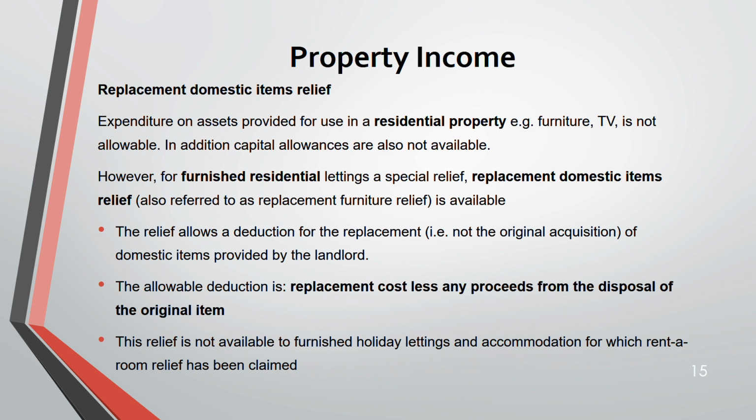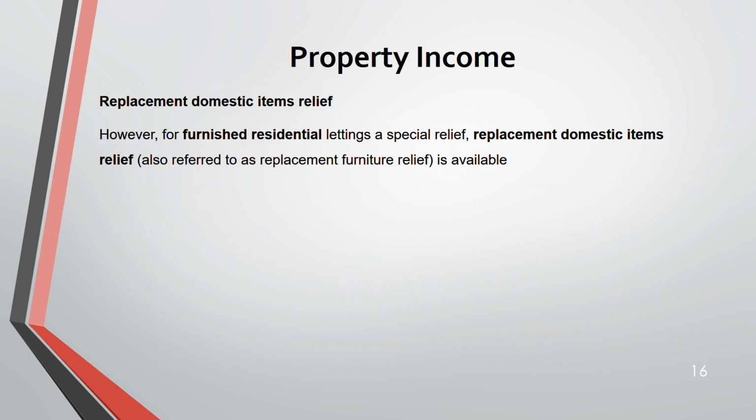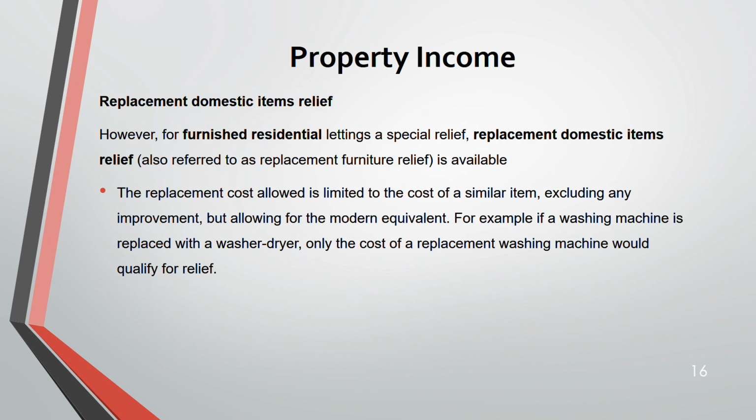For separate items, we have separate relief. Like for this, we have replacement domestic item relief. For furnished holiday lettings and accommodation, we have rent-a-room relief. Now, the replacement cost is allowed, but it is limited to the cost of a similar item, excluding any improvement. Remember, if there is any improvement, it will not take that into account, because it says excluding any improvement. But any modern equivalent, it will allow.